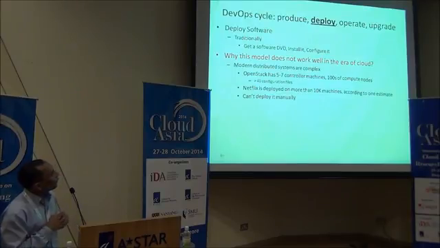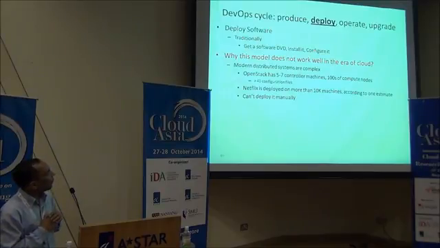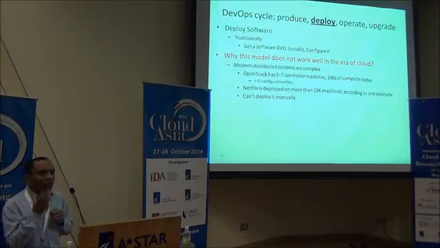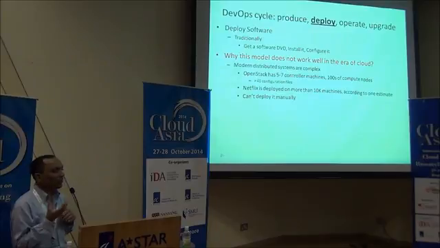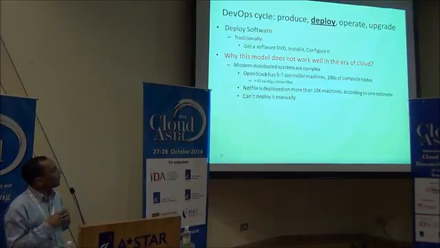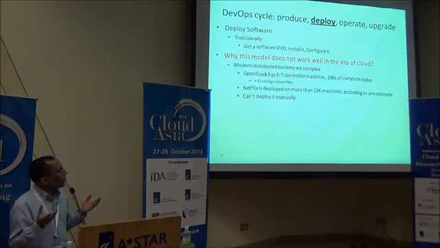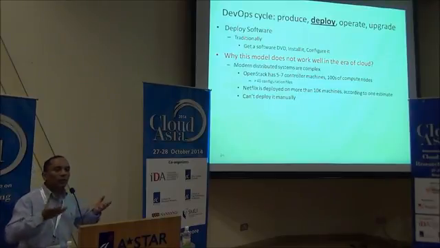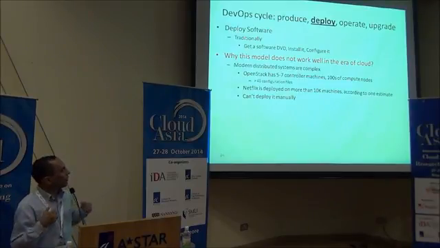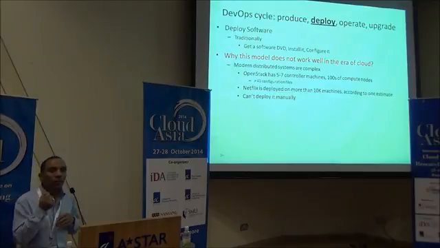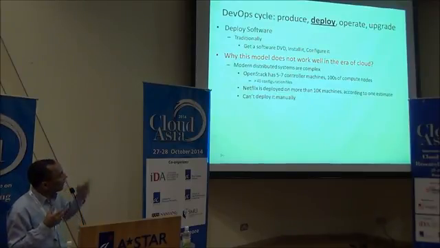So why doesn't this model work well in the era of cloud, the traditional way of deploying? Because OpenStack's controller itself has at least 5 to 7 nodes, depending on what scale you're looking at. If you have 100 compute nodes, you need at least 5 to 7 nodes, with different controllers distributed to do that. So you have at least 40 configuration files. How can you possibly manage that?